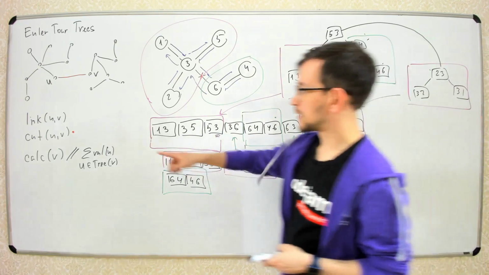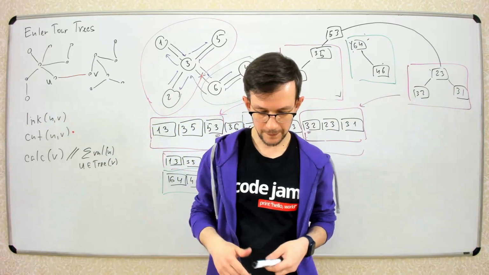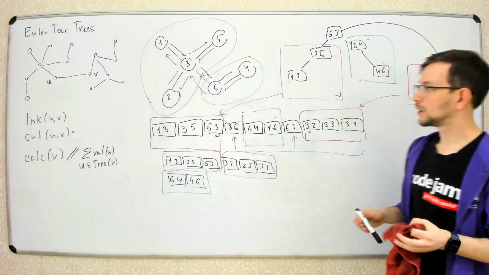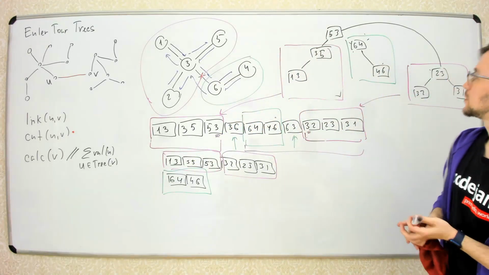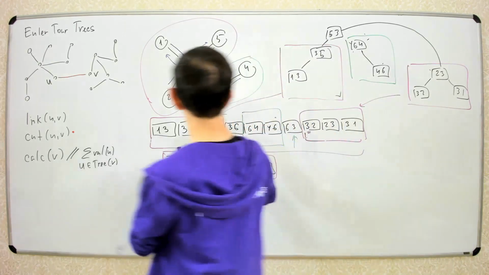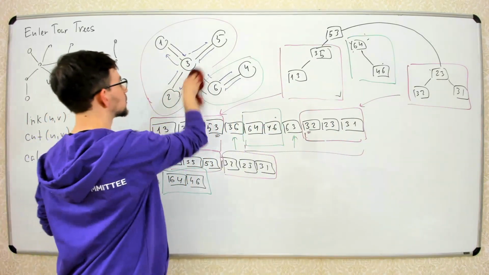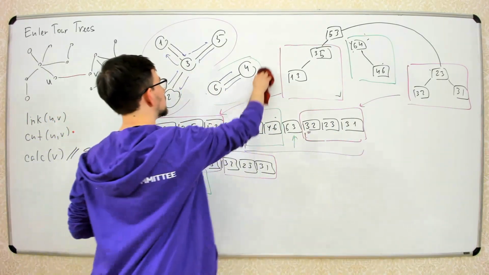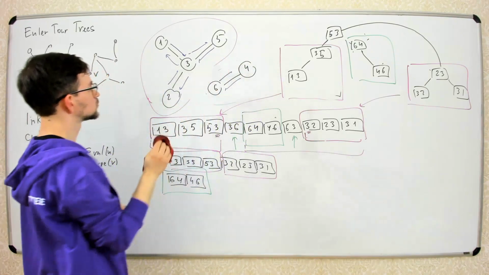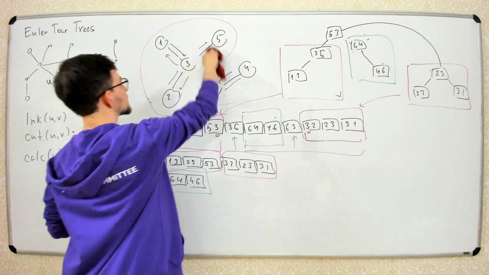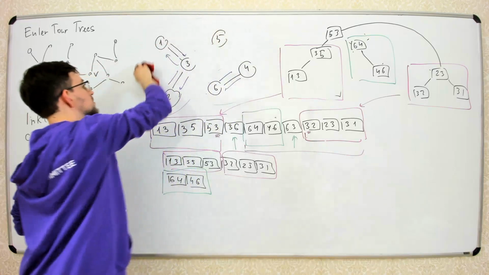Now, how to make the link operation? To make the link operation, you need to do the reverse operation. Let's make a link operation. So what happens when you have, let's make something interesting, let's build some other trees.